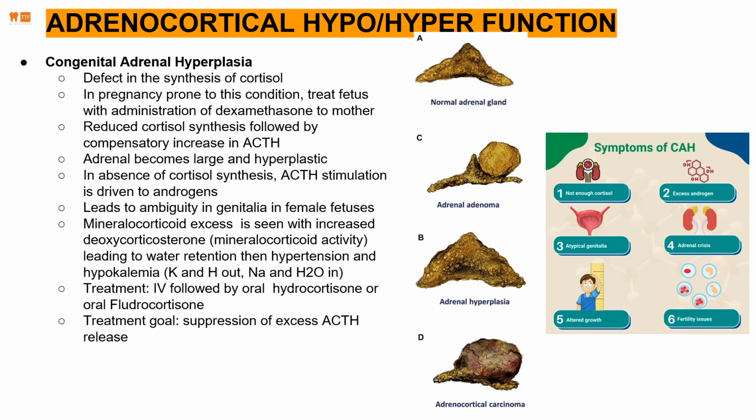Adrenocortical hypo or hyperfunction. Now, these are other conditions, right? We just talked about adrenal insufficiency. This is another condition. We call it CAH, congenital adrenal hyperplasia. The defect is in the synthesis of cortisol. In a pregnancy prone to this condition, treat the fetus with administration of dexamethasone, the potent, long-term one. Inject the mother and treat CAH.